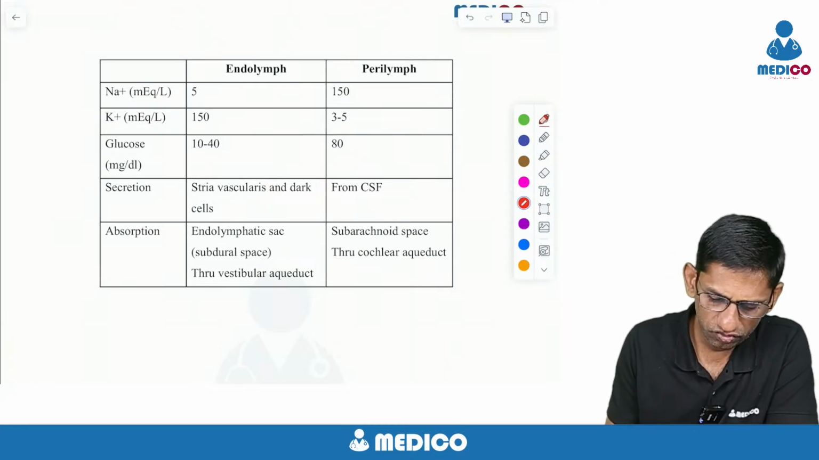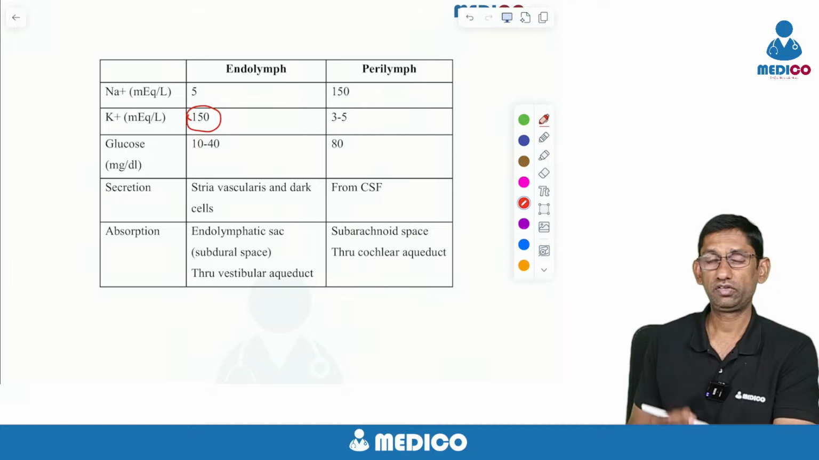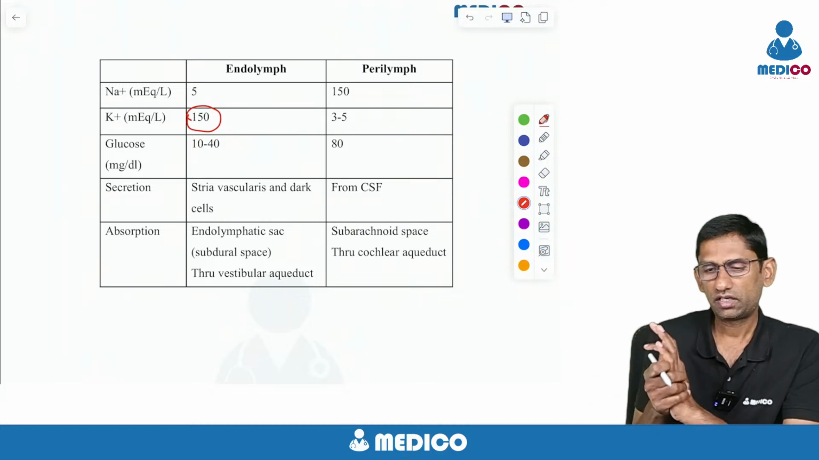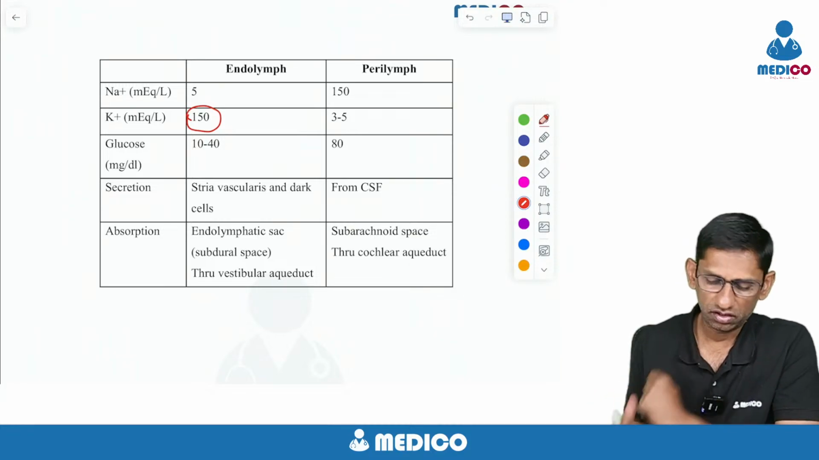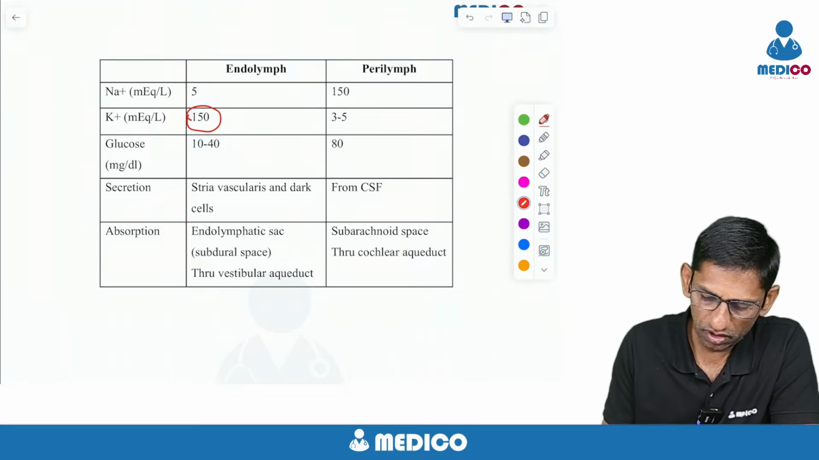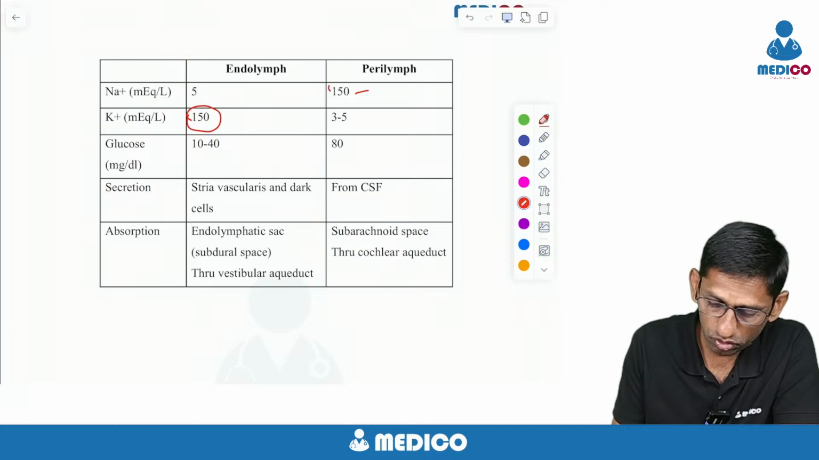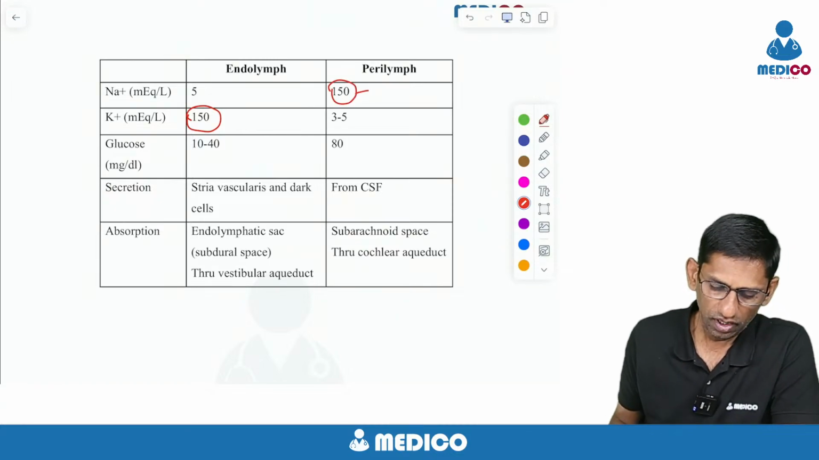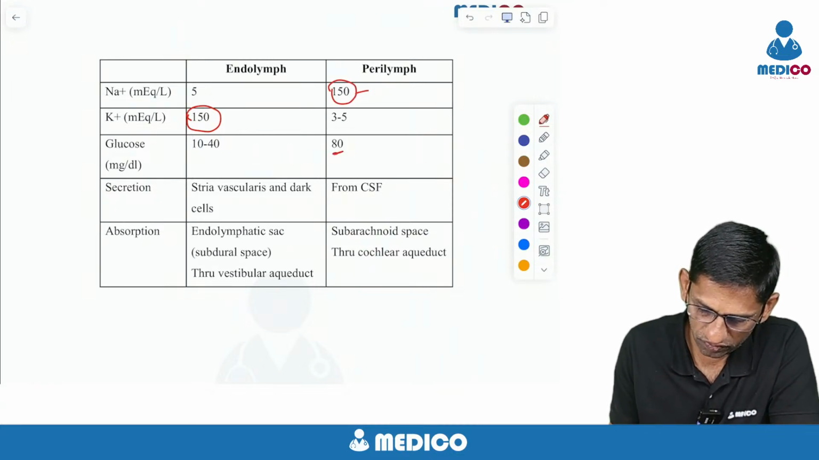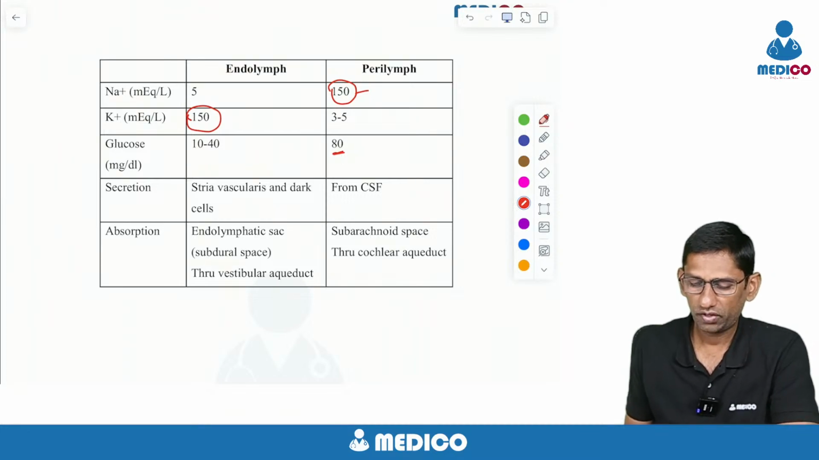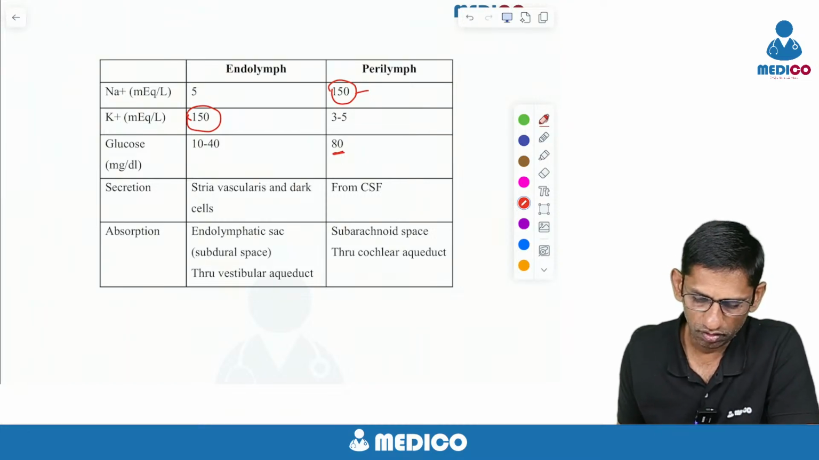Okay. So the difference between the endolymph and perilymph. Endolymph contains more potassium. Of course, it is more energy loaded. It contains the positive ions, positive current endolymph. And the perilymph, which is very similar to CSF, extracellular fluid, has more sodium. And glucose, again, is very similar. Two-thirds of the blood glucose will be present in the perilymph. It is similar to CSF.